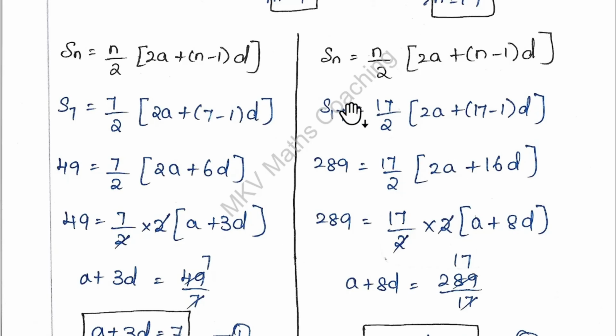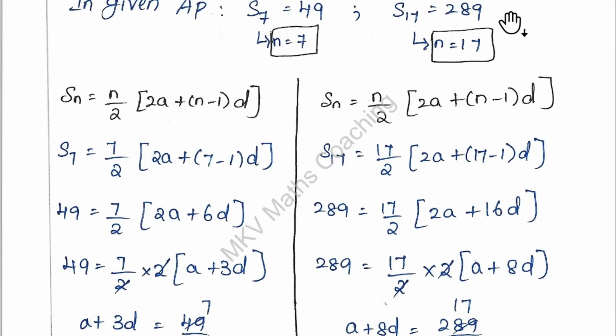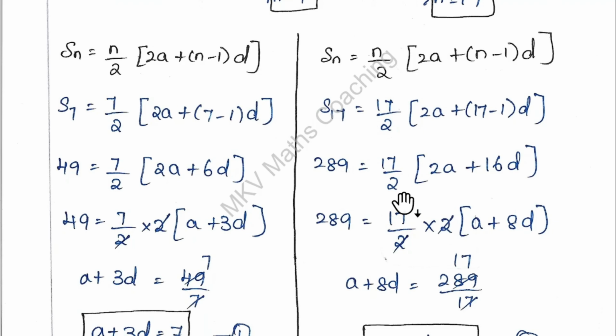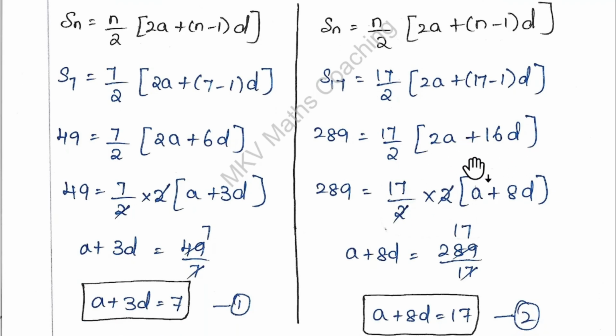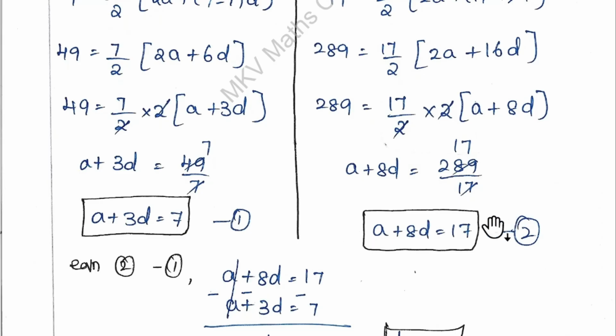Now S17 equal to 17 by 2, 2a plus 17 minus 1 into d. So what is S17? 289 is given, no? Substitute 289 here. And after this, the same in this bracket, take the 2 common out and cancel it. 17 I'm sending it this side as division. So 17 17s are 289. I'm getting a plus 8d equal to 17. Can you see you get the two equations, right?